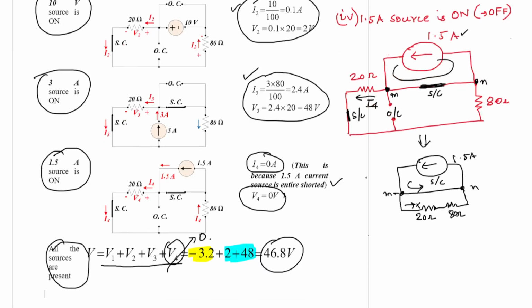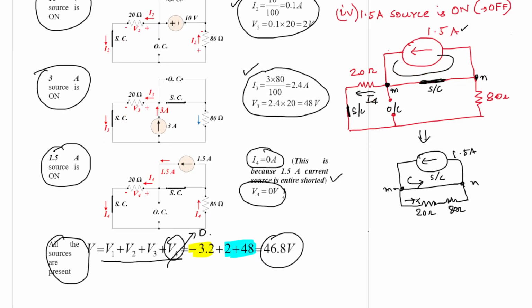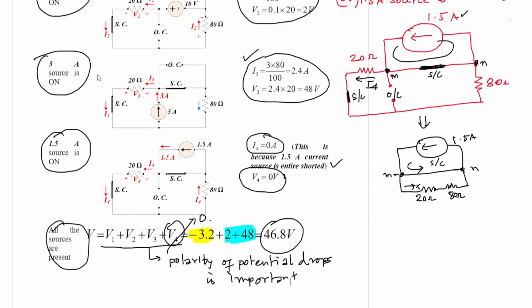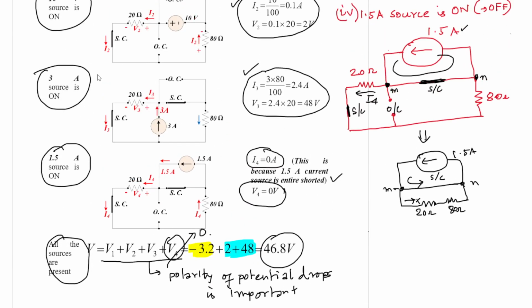So here the polarity of the potential drops is important. It's not that you simply add those three. It depends on the polarity. Additive polarities must be added and subtractive polarities must be subtracted to get the appropriate result.